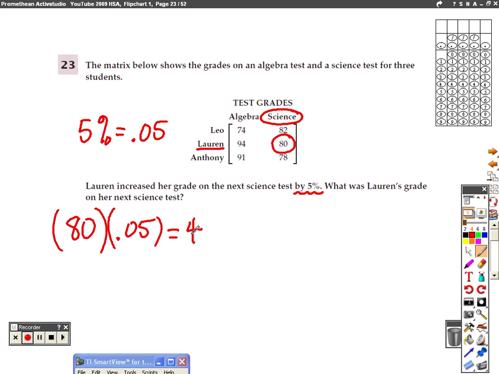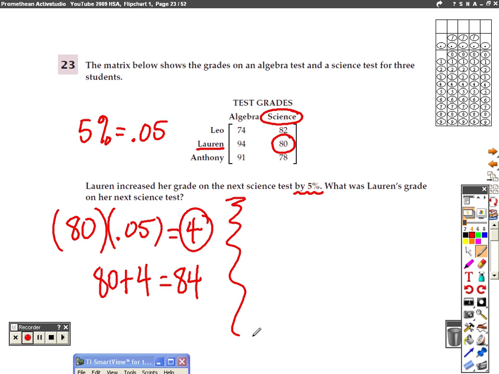Now we know that Lauren didn't score 4 on her next test because she increased. That's what we need to add. That's how many more points she adds to her most recent score. So on her next test, we expect her to score an 84%.